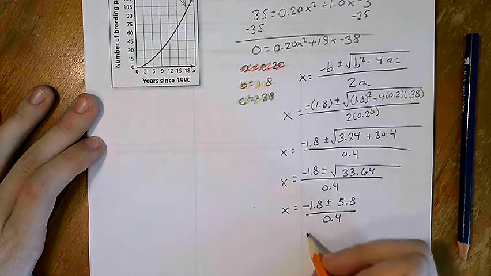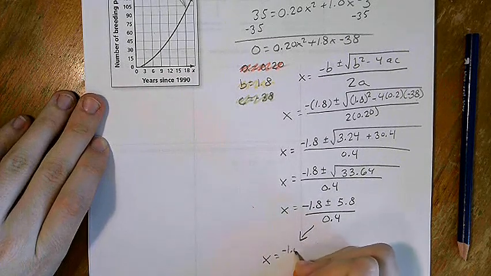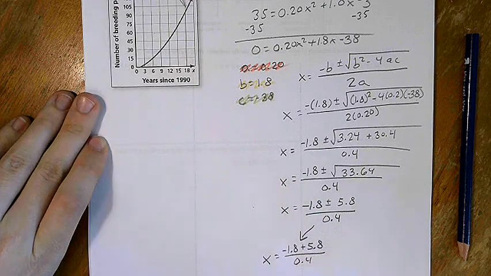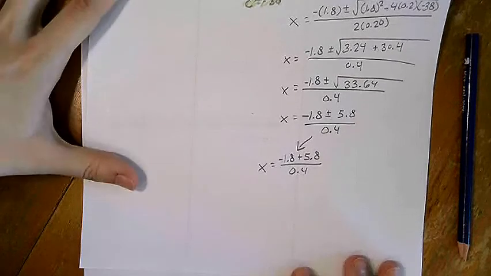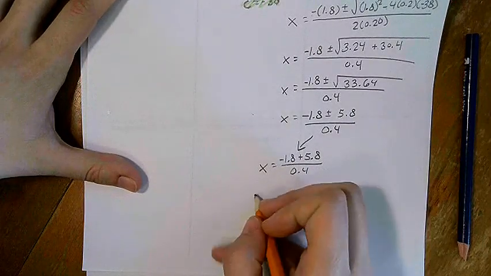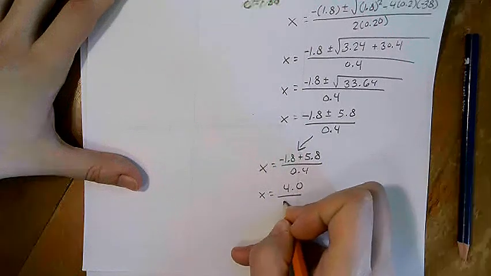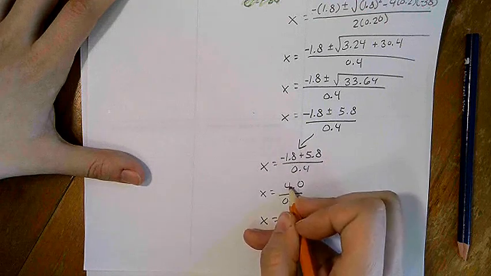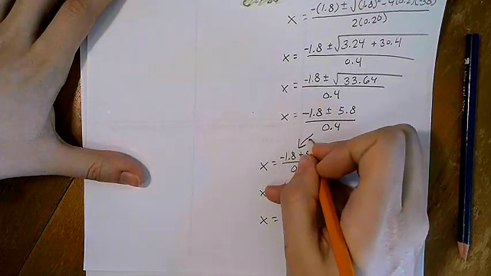Now we can play the what-if game. What if we add those? So what if we have x equals negative 1.8 plus 5.8, divided by 0.4? That's our first what-if. Negative 1.8 plus 5.8 gets us x equals 4.0 over 0.4, and 4 divided by 0.4 is 10. So that's if we added.